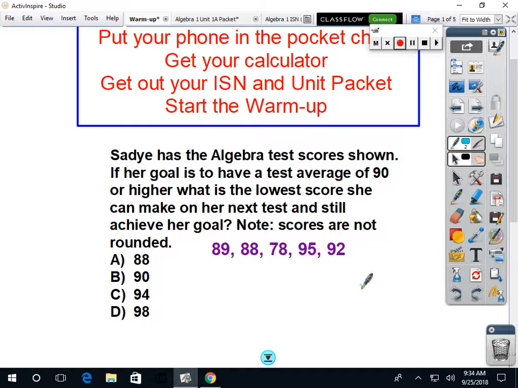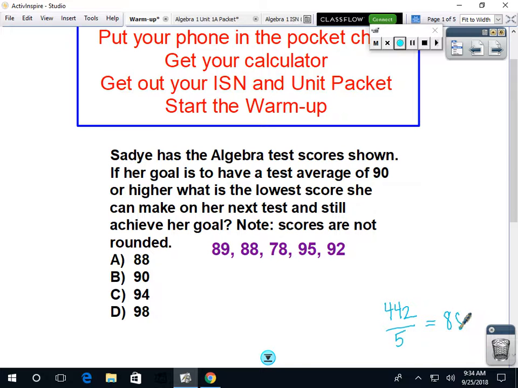So I did 89 plus 88 plus 78 plus 95 plus 92, and that adds up to 442. And then I divided it by 5 because so far she has 5 test grades. And when I did that, it told me on the calculator that her current test average is an 88.4. Well, remember, her goal is to pull it up to at least a 90 or higher.